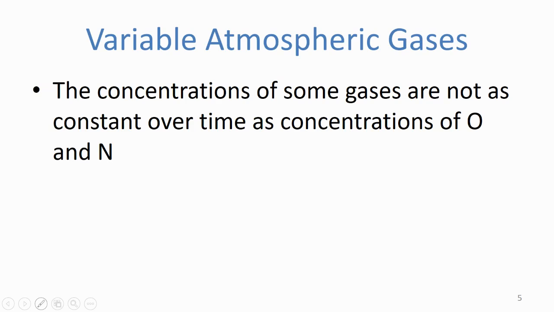Variable gases in the atmosphere are gases whose concentrations change over time. So they're not as constant as the concentrations of oxygen and nitrogen. Examples will be water vapor and ozone. These two gases can vary significantly from one place to another place.